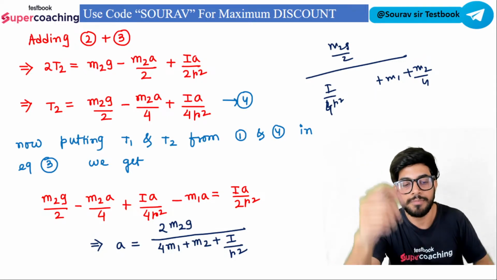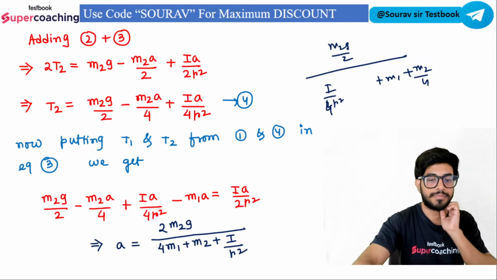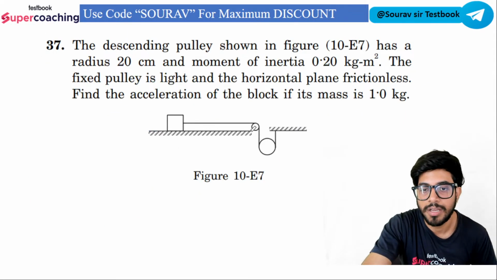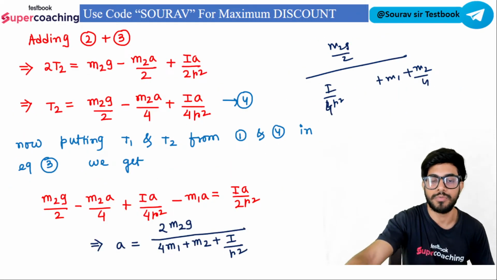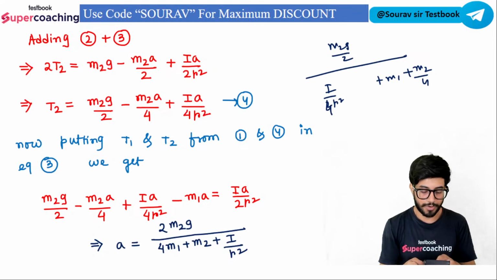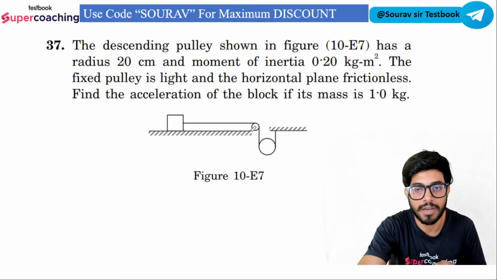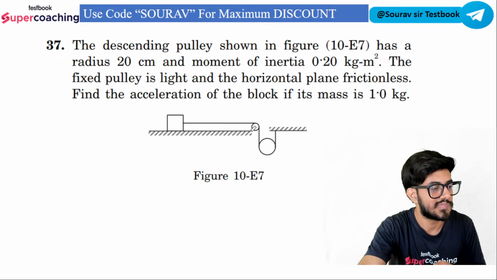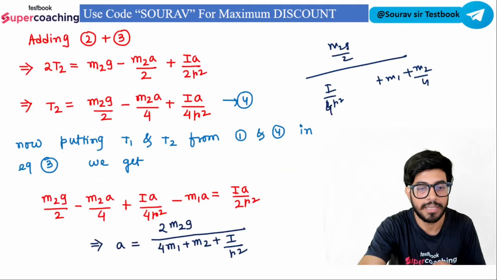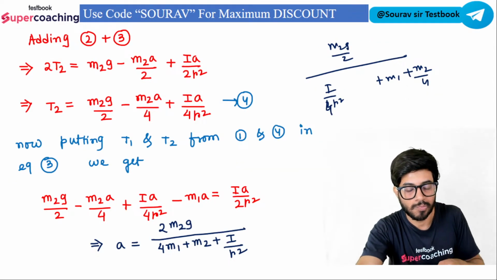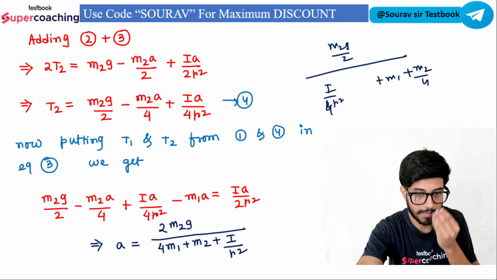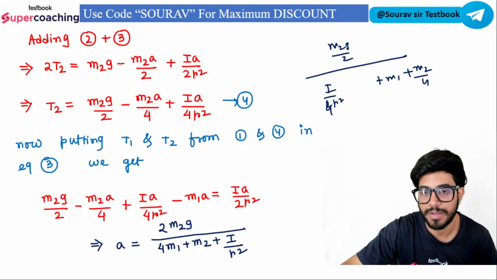Just put the values of m1, m2, I and r square and tell me what answer you are getting. See, the moment of inertia they mentioned as 0.2. Radius is also 0.2. So let me just do the calculation. 0.2 square, plus mass of m1 and m2. Okay, I need the mass of the pulley, which I don't have currently. Can you tell me what is the mass of the pulley?